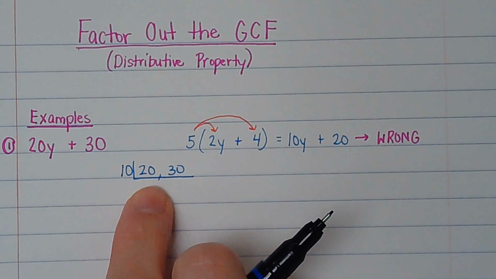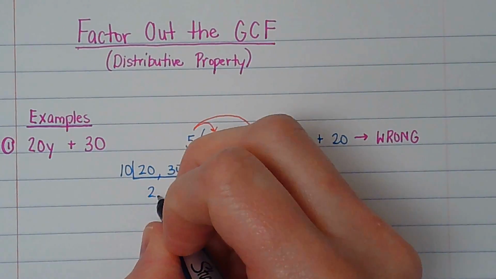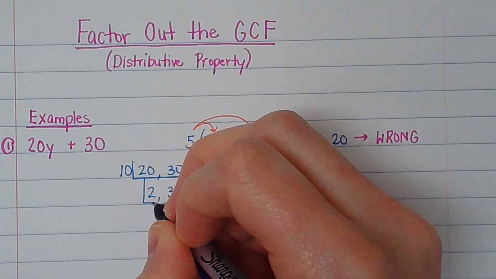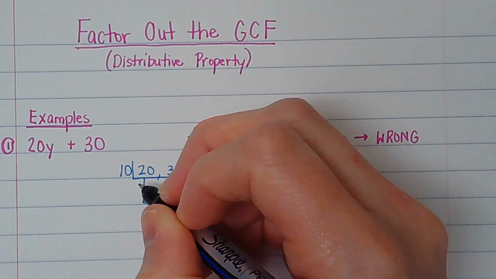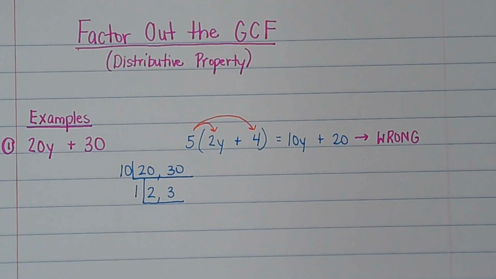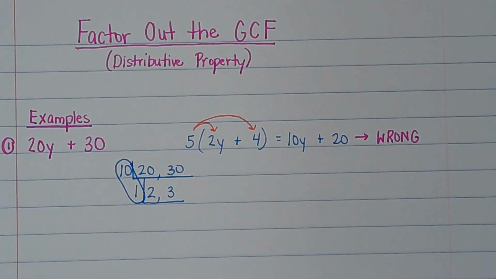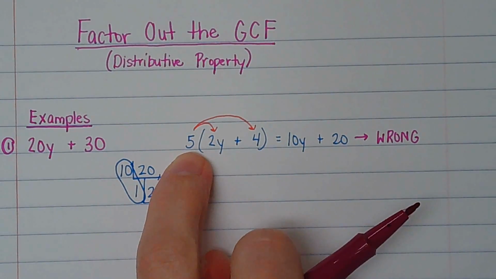How many times does 10 go into 20? It goes into it 2 times. How many times does 10 go into 30? It goes into it 3 times. And the only thing that goes into 2 and 3 is 1. Now remember, when you're doing GCF, you just do what's on the side, and you multiply those numbers. So what is 10 times 1? Well, 10 times 1 is obviously 10. So that tells me that my number on the outside has to be a 10.